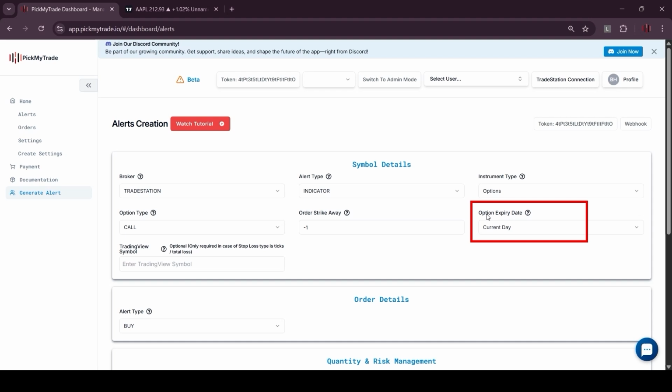The next option is option expiry date. It helps you to set the expiry for your options trade. So here are a few options.